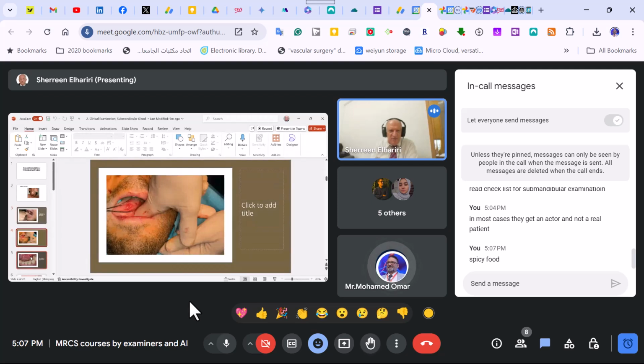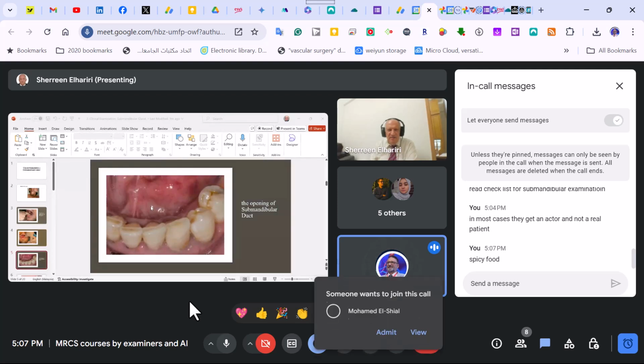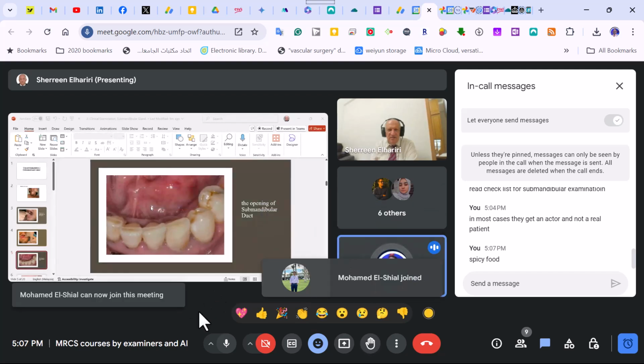And عندي سؤال لحضرتك دكتور شيرين. Yes. In this station, the candidate usually will let him examine the patient, which is mostly an actor, and we don't intervene unless the candidate might cause harm to the actor.